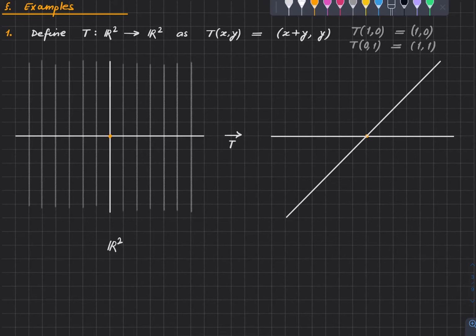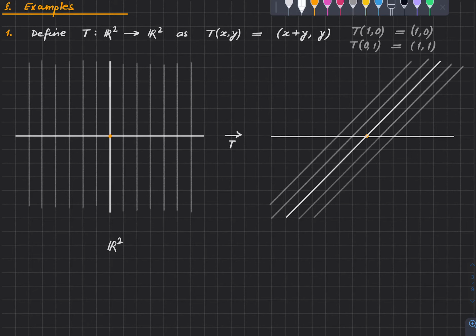And further, if you compute the image of that guy, the image of that guy is now this. It is a shift of the y-axis and so on. So this is how the linear map changes the shape of your domain space.